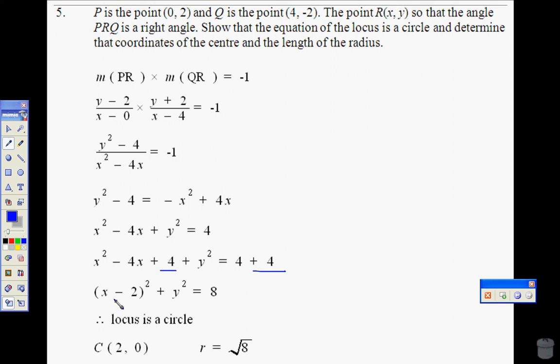Our center is 2, 0, because that was (y minus 0) all squared there. And the radius is square root of 8. If you want to write that as 2 root 2, that's okay too. Even a decimal, it's not really going to matter. But we're seeing that it is a circle, which is what we wanted, and we're getting the center and the radius.